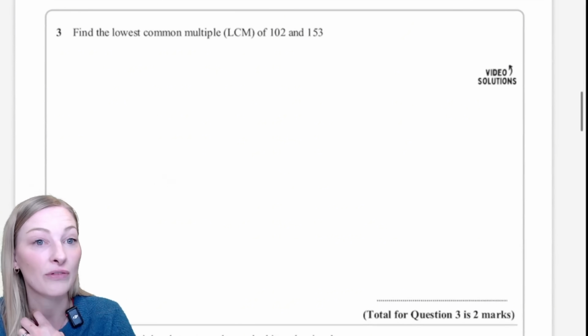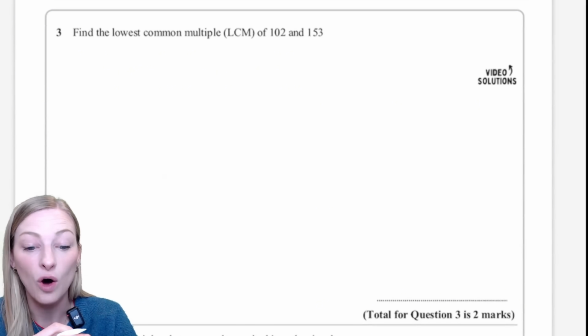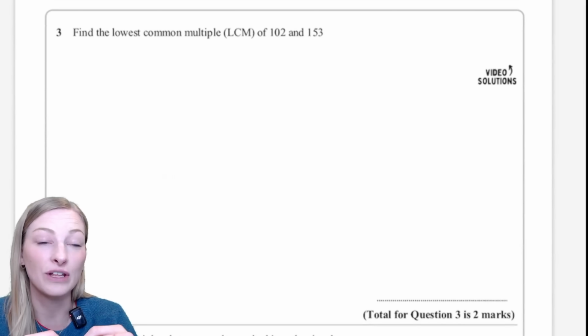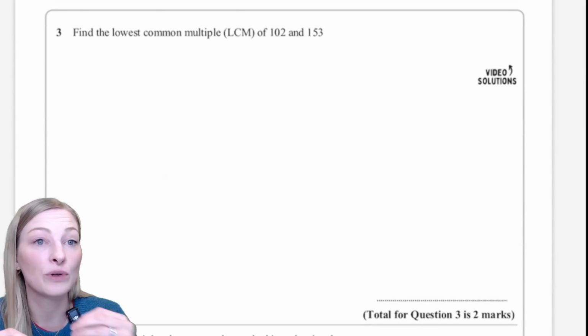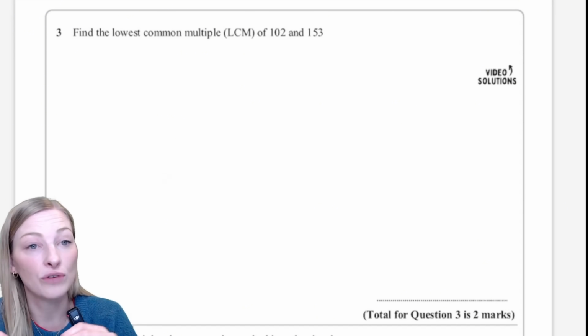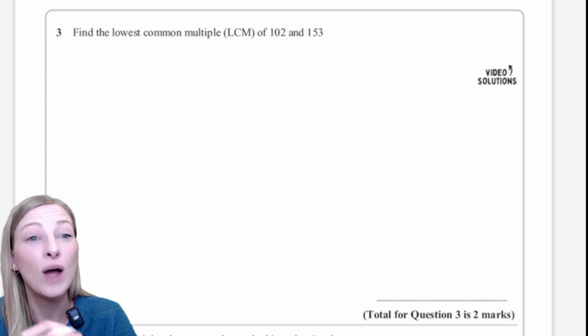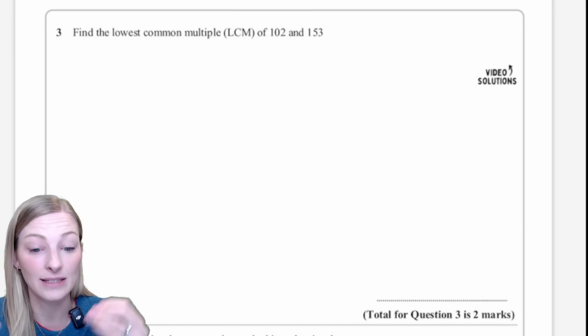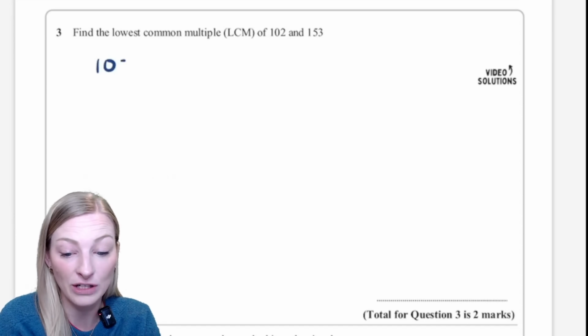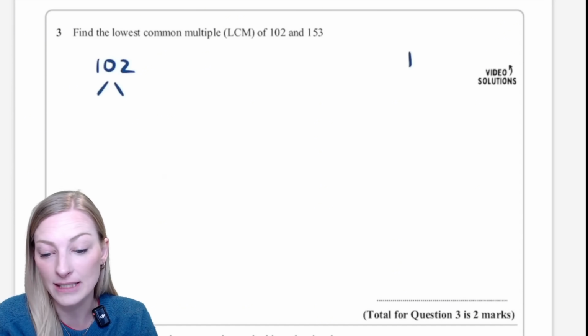Okay, question number 3. Find the lowest common multiple of 102 and 153. Now to do this, you could write out your 102 times table and also write out your 153 times table and get to a number that's in both lists. Here I'm going to do the prime factorisation method just to practice it because it will always work.